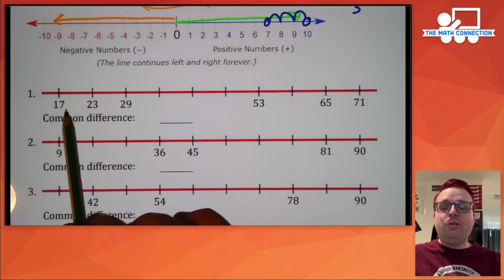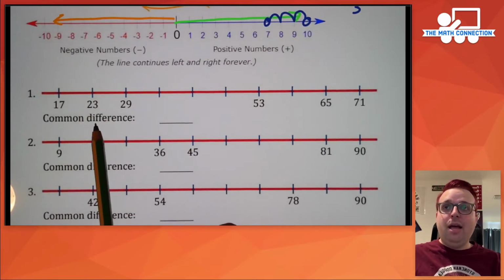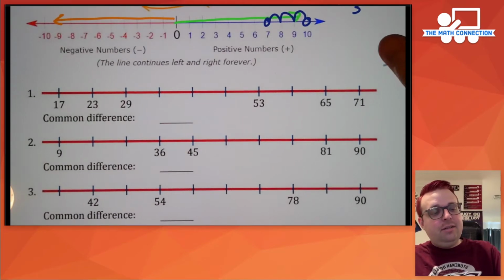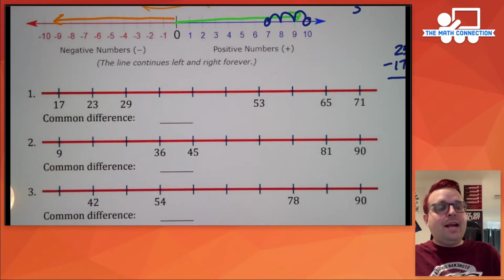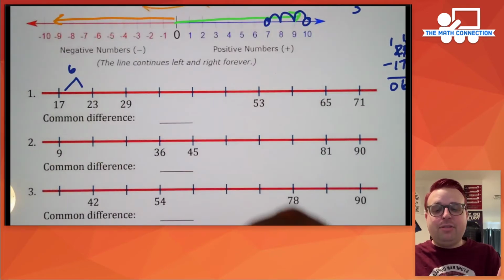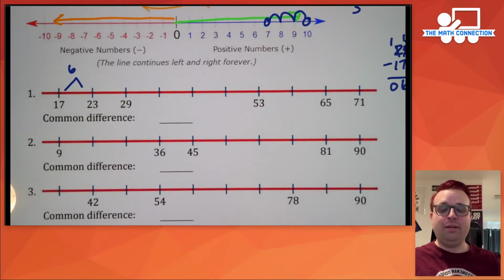What's the difference here between 17 and 23? It's 6. 23 minus 17 gives you 6. And I know that because I have to borrow from here. This becomes a 13. 7 plus 6 gives me 13. And 1 minus 1 is 0. So there is a difference of 6 here. There's 6 spaces in between 17 and 23.